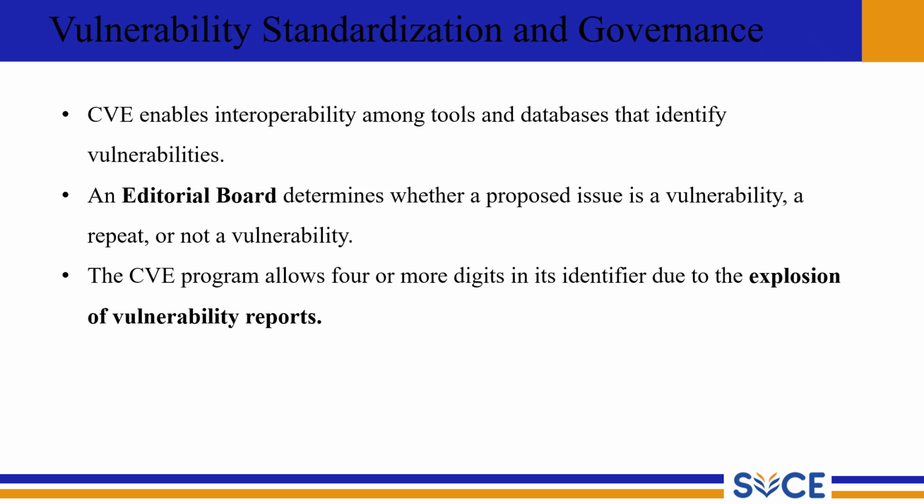The CVE system is crucial because it allows us to easily discover new vulnerabilities that need to be considered for deployment to manage the risk of exploitation. Due to the explosion of vulnerability reports, the CVE board decided to allow numbers to have 4 or more digits. Governance involves an editorial board that determines what constitutes a vulnerability for numbering purposes.